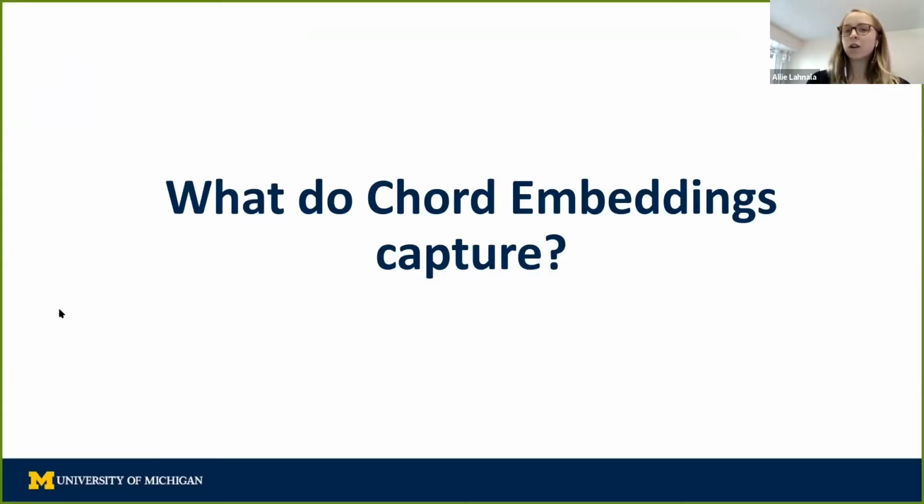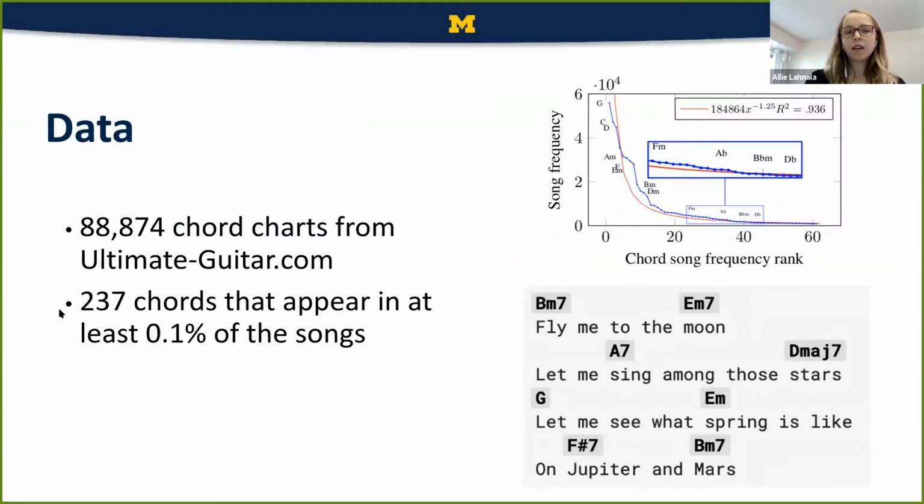We'll now look at how we create chord embeddings and the relationships we find. We obtained 89,000 chord charts from Ultimate Guitar. This is a crowdsourced site, so we see a lot of variance in the chord notations, which contributes to the power law trend observed, analogous to Zipf's law describing a similar distribution in natural language. Therefore, after normalizing, we create embeddings for chords used in at least 0.1% of the songs in the dataset, or 237 chords.